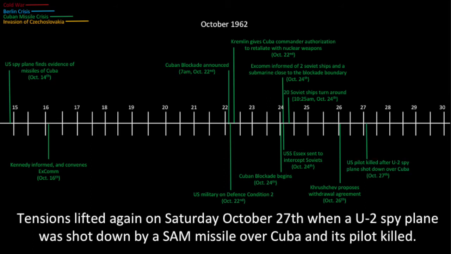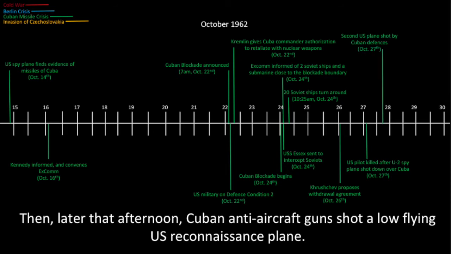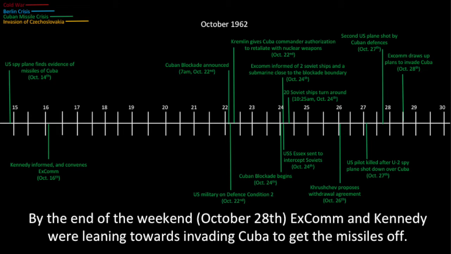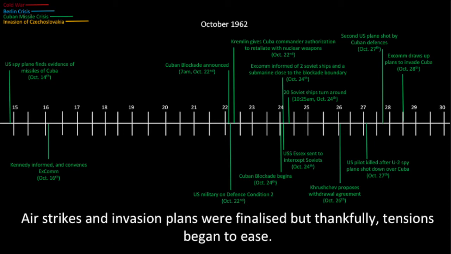Tensions lifted again on Saturday, October 27th, when a U-2 spy plane was shot down by a SAM missile over Cuba and its pilot killed. Then, later that afternoon, Cuban anti-aircraft guns shot a low-flying US reconnaissance plane. By the end of the weekend, October 28th, EXCOM and Kennedy were leaning towards invading Cuba to get the missiles off. Airstrikes and invasion plans were finalized, but thankfully tensions began to ease.